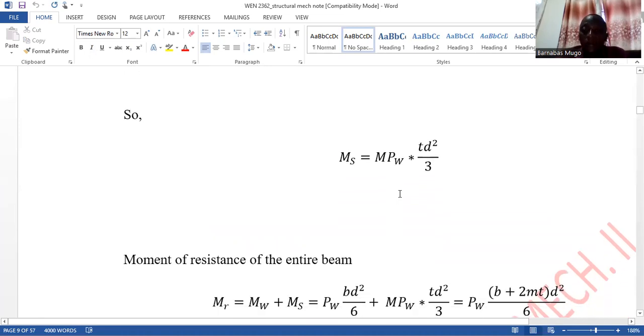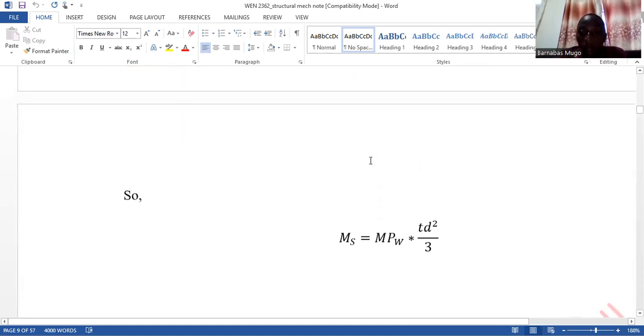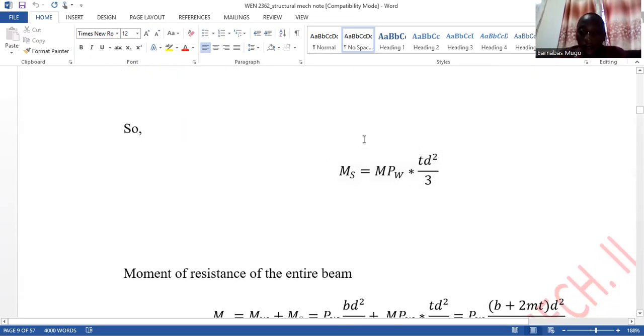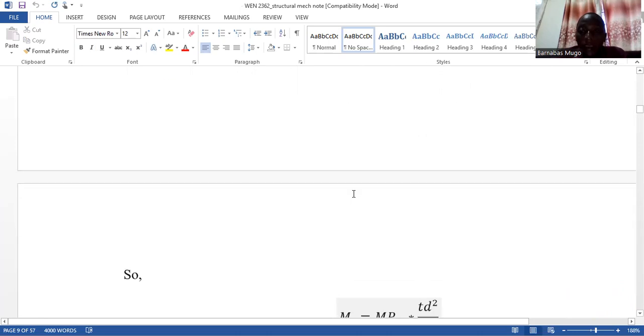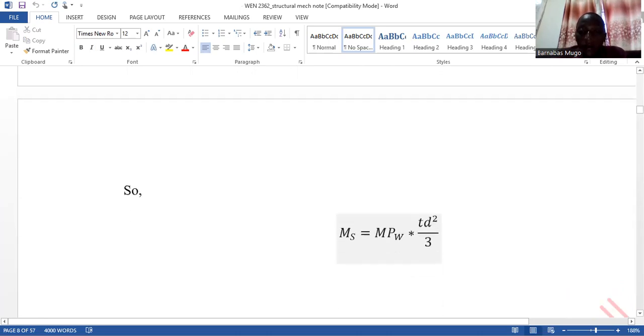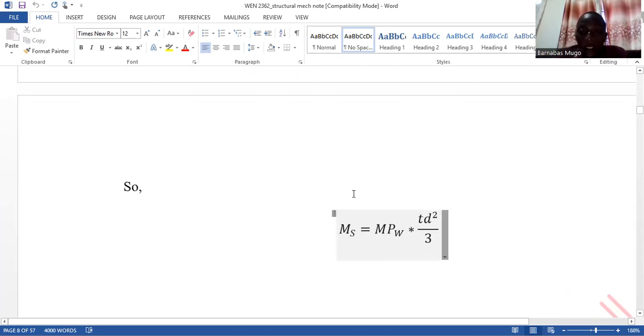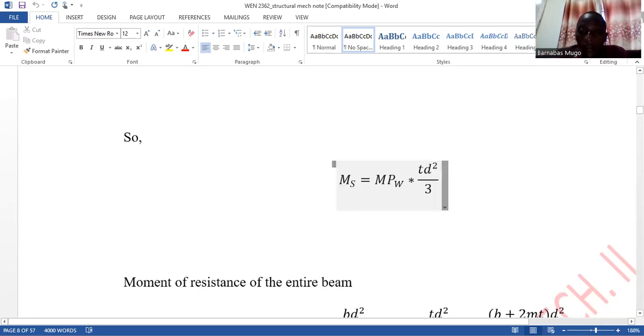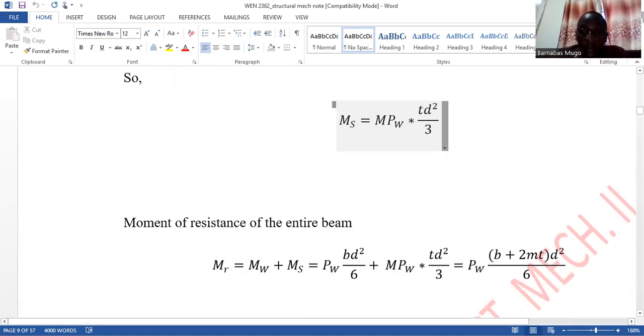And therefore, I just replace that information in this equation. I equate PS from the moment of steel in order for me to be able to get the moment of the steel when I have the component of the wooden section, as you can see from that diagram. So it's just replacing PS with MPW.